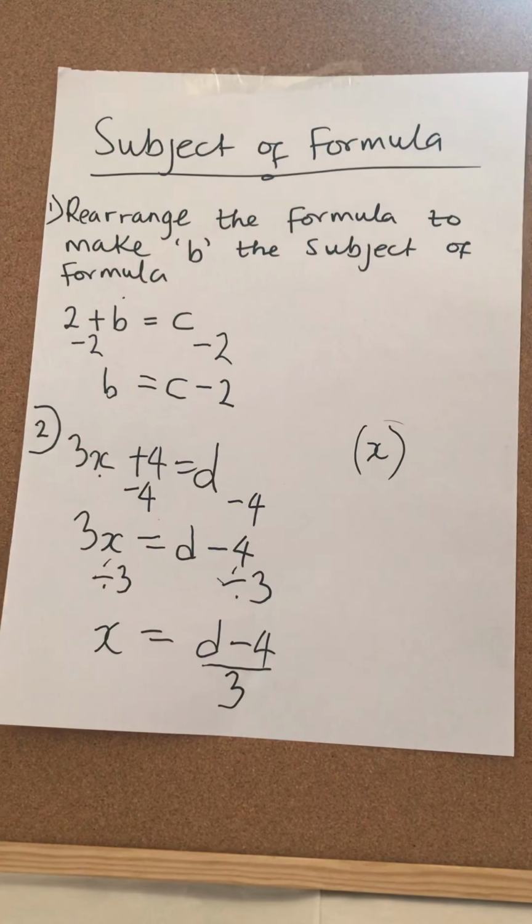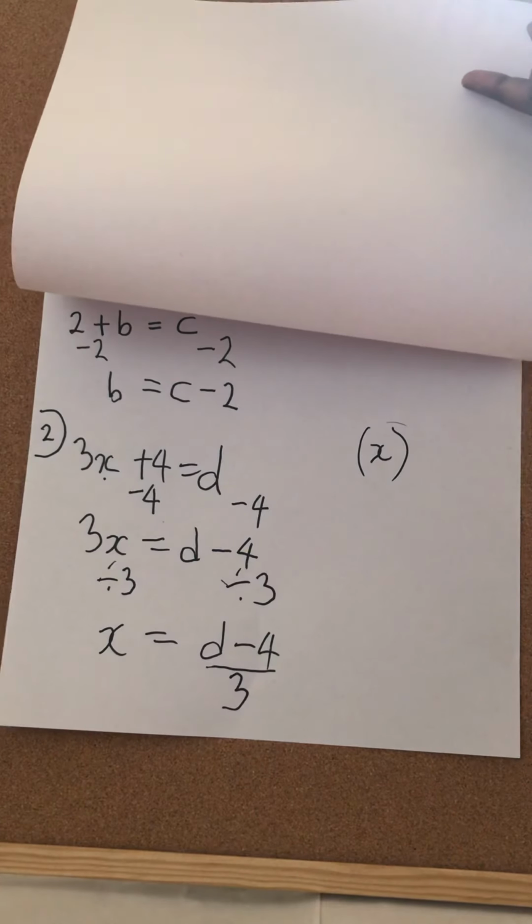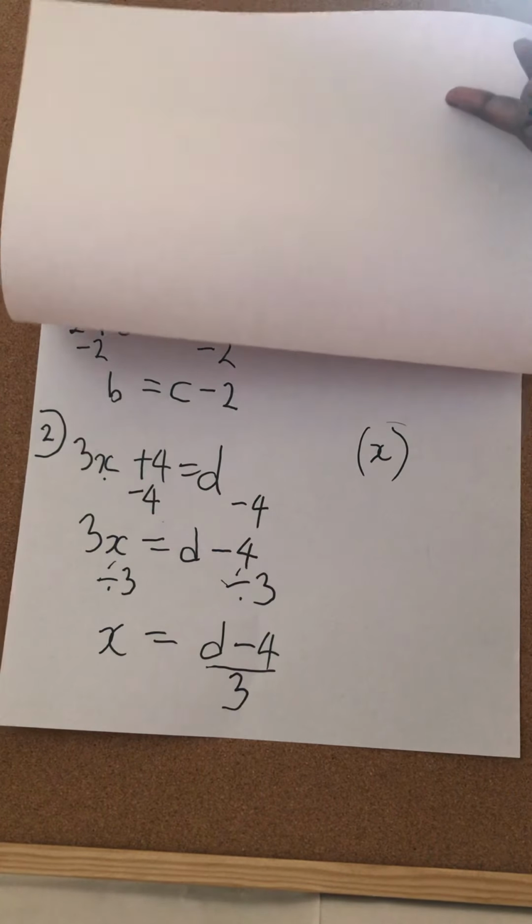Let's do 1 or 2 more examples. Subject of formula is really easy once you know that you have to keep using the inverse operations, and you need to make sure you keep your equation balanced. You use the inverse operation because each time you have multiplication, the inverse of multiplication is division. From this example, we had to divide by 3, because inverse of multiplication is division.